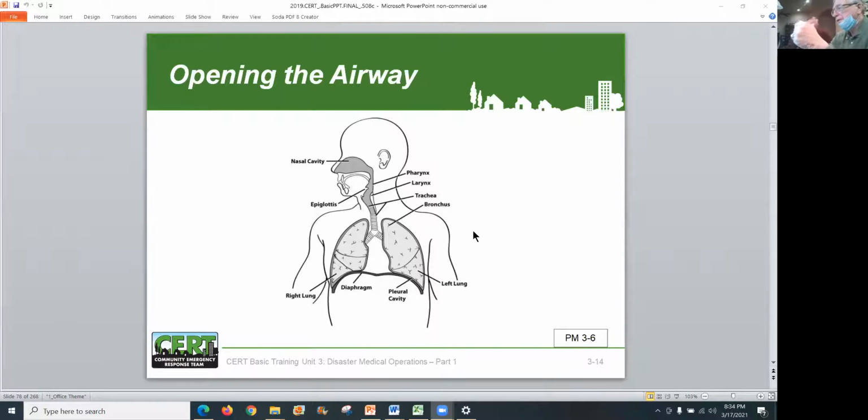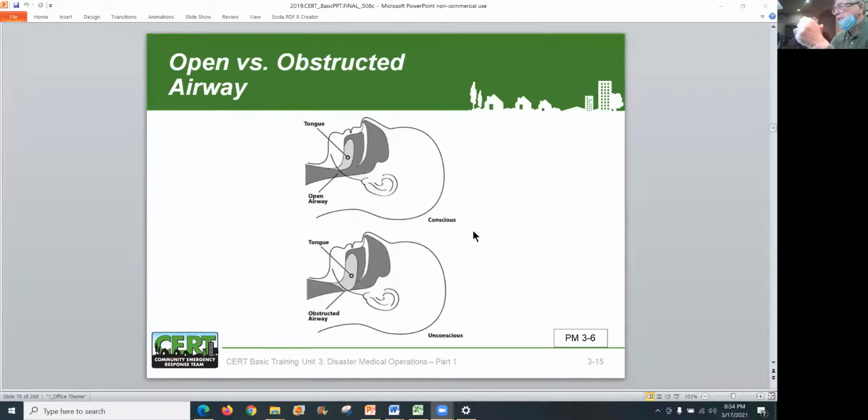Okay, let's move to the next one and show them one of the things that happens when they're on their back. When you're on your back, your tongue falls to the back of your throat and actually becomes an obstacle for the airway to let air pass. So by tilting the head, you pull that tongue out of the back of the throat and open up that airway. So that's good.